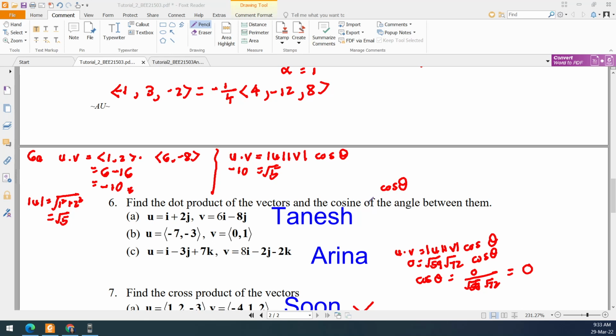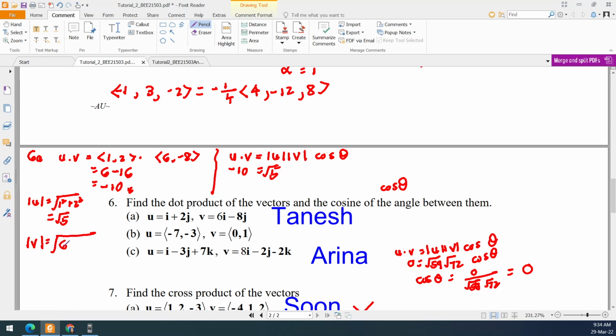And then, cosine of the angle between them. So u dot v, the dot product, is equal to magnitude u times magnitude v cos theta. We want the cos theta actually. u dot v, you get negative 10. Then you need to find the magnitude of vector v.